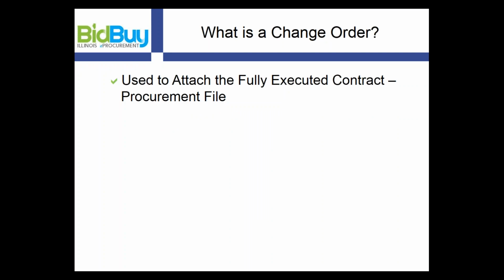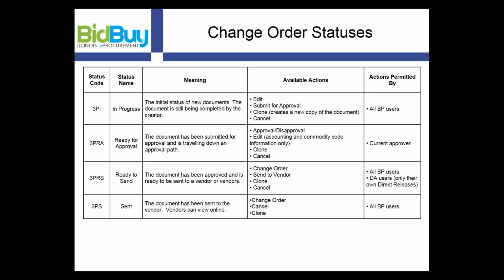So what is a change order? The change order is used to attach the fully executed contract, and it will be included within the procurement file. So when you are within the system with Lori, she will review how to put in that change order and how to have that fully executed contract attached to that procurement file. Here are the change order statuses.